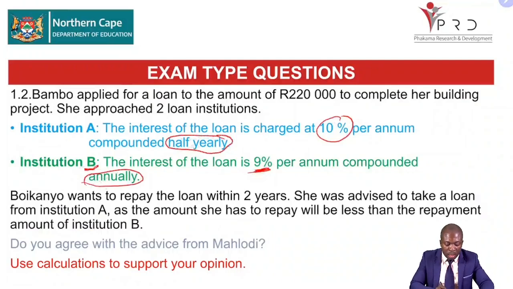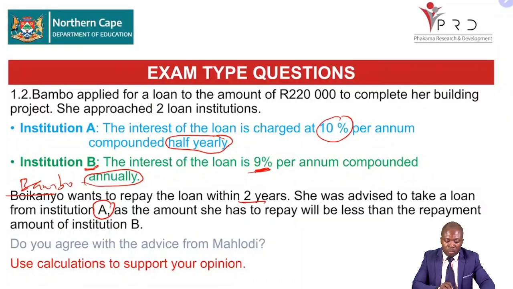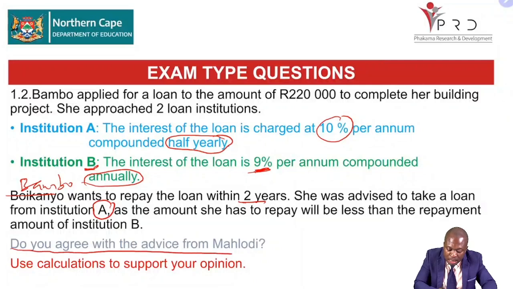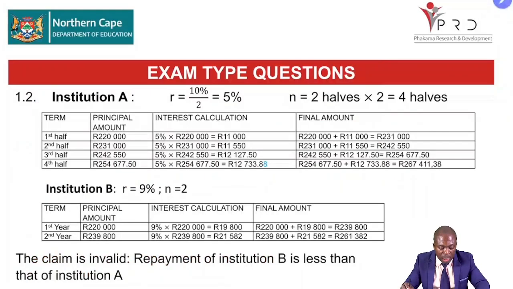So Bambo wants to pay back the loan in 2 years. She was advised to take from institution A. My question to you is, do you agree? Do you agree? Use calculations to support your opinion. All right, so let's show the calculations quickly.